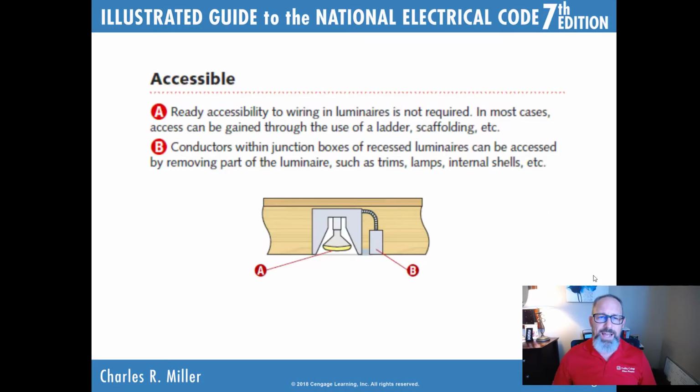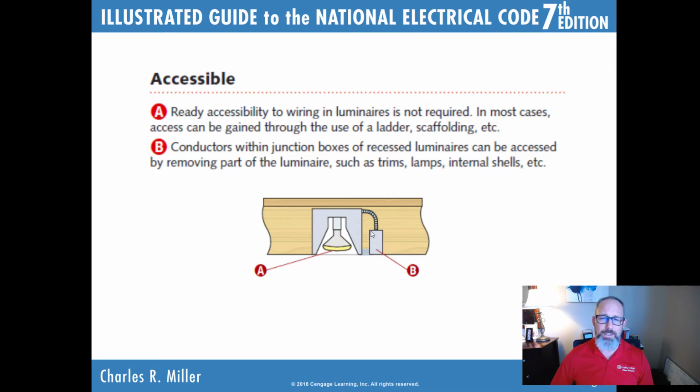Now, an interesting fact is accessible for lighting fixtures or luminaires. The code is going to use the word luminaire because it's an internationally recognized term for light. And luminaires have junction boxes. If you've ever seen a recessed can light fixture, you'll see that there's a junction box. That junction box is inside that ceiling space, inaccessible directly, but you can take the fixture out, pull it down, and get to the junction box.